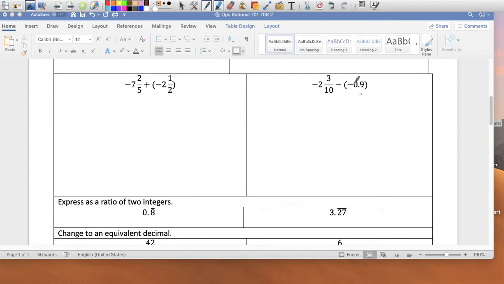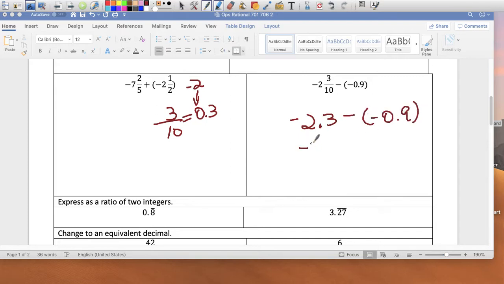Same thing over here. I'm going to change this to a decimal. Okay, so it's going to be negative 2, and 3 over 10 is 0.3. So it's going to be point, right? 2.3, because the 2 is going to go in there. Negative 2, so negative 2.3 minus negative 0.9. Let's change this to addition. 2.3 plus 0.9. So who's going to win here? The negatives, right? So it's going to be a negative answer. So let's subtract.